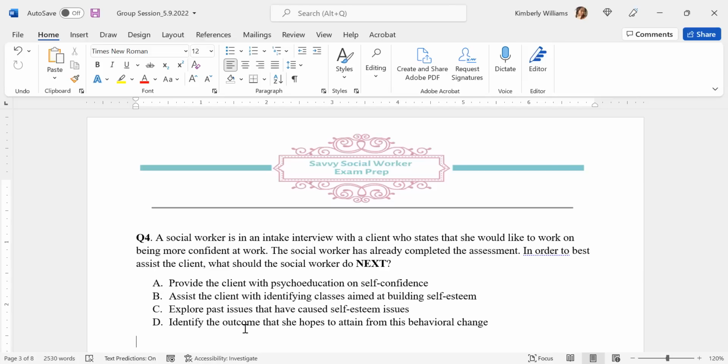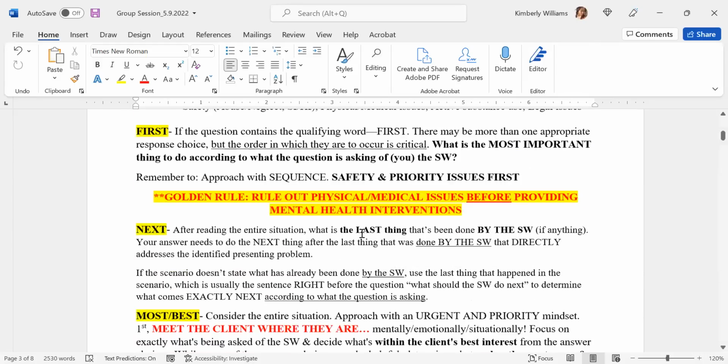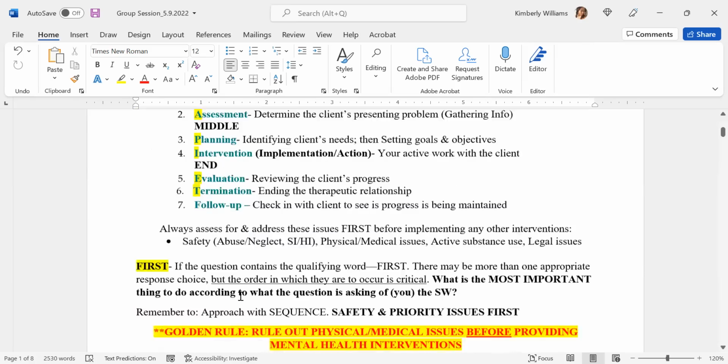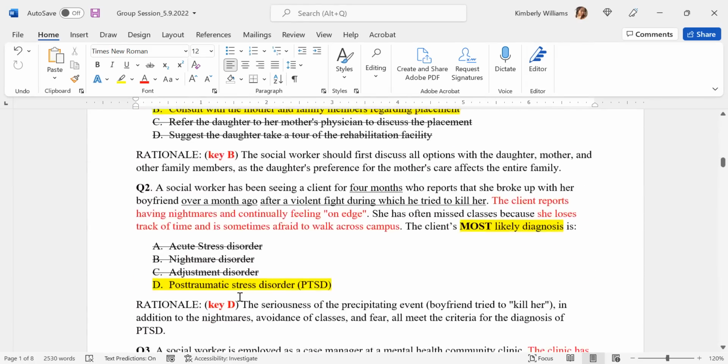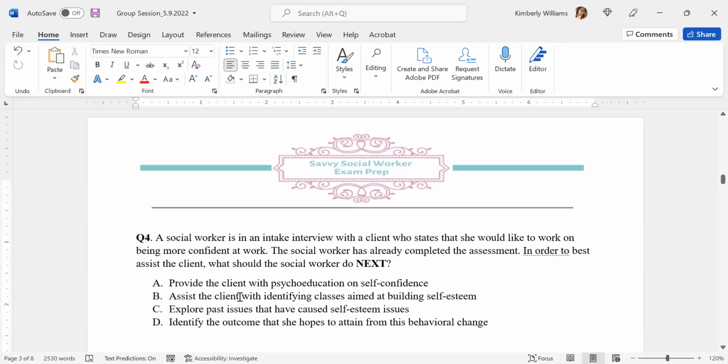So, Rochelle, what phase of the helping process are we in? Are we in the beginning, middle, or end? And when I say that, Rochelle, that just means the helping process up here, engaging, assessing, all that stuff. I broke it down into 3 phases. So in the beginning, we're engaging and/or assessing, middle, planning, intervention, and evaluating, termination. So according to this scenario, are we in the beginning, the middle, or the end phase of the helping process? The middle. Why is that?